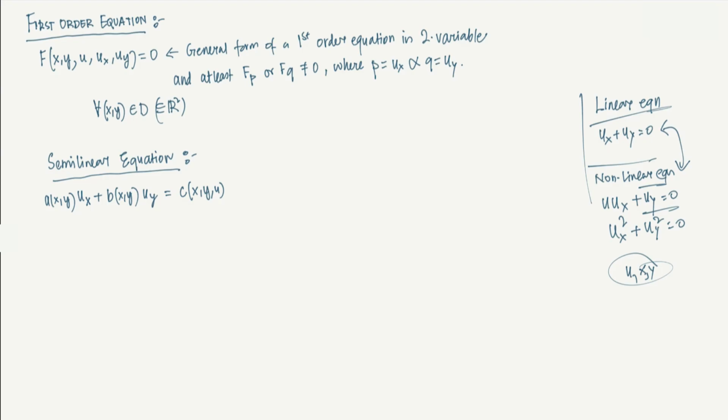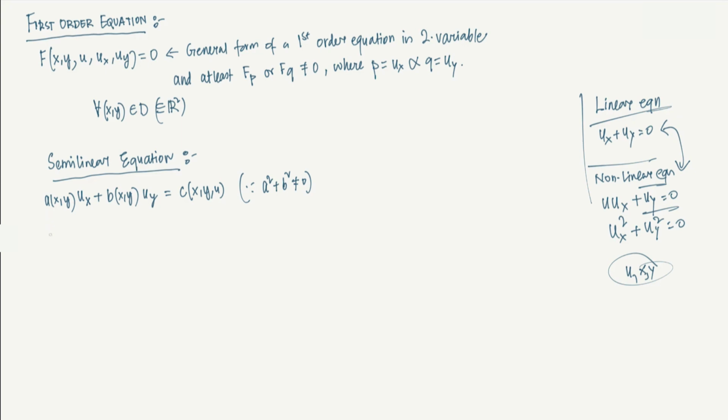Of course here we are assuming that either one of them is non-zero. Or maybe you can put it like this in mathematical terms: a square plus b square not equals to 0. So a of xy square plus b of xy square, I'm just writing it like this. What it guarantees is at least one of the coefficients of ux or uy exists. So that's your semi-linear equation.